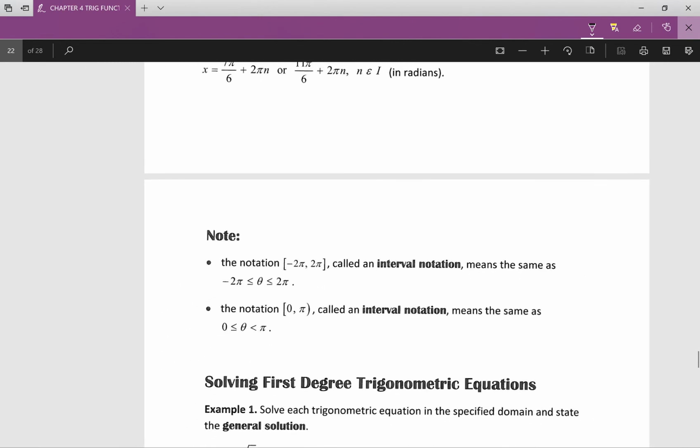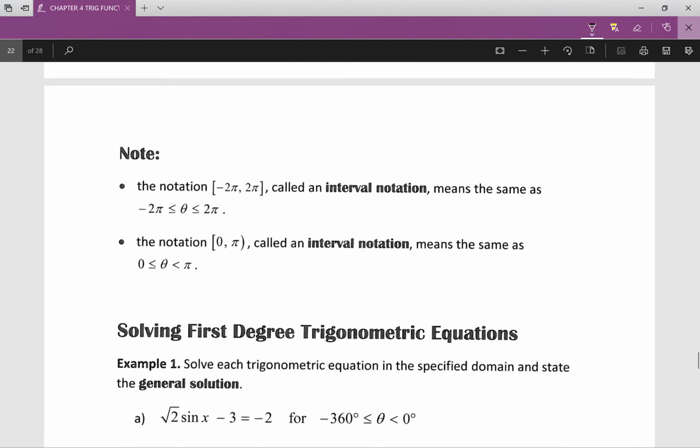Okay. So we're going to get into the interval restrictions and solving all of that stuff next.